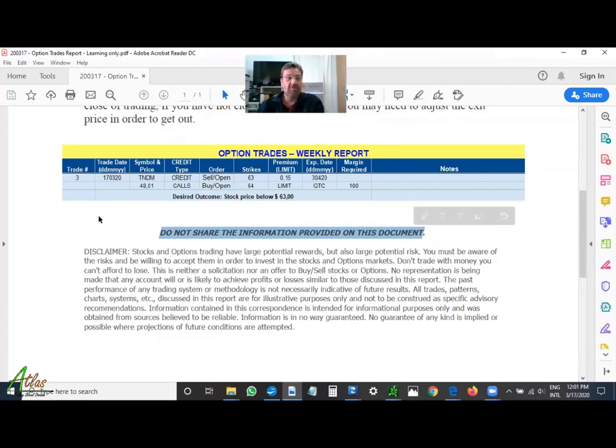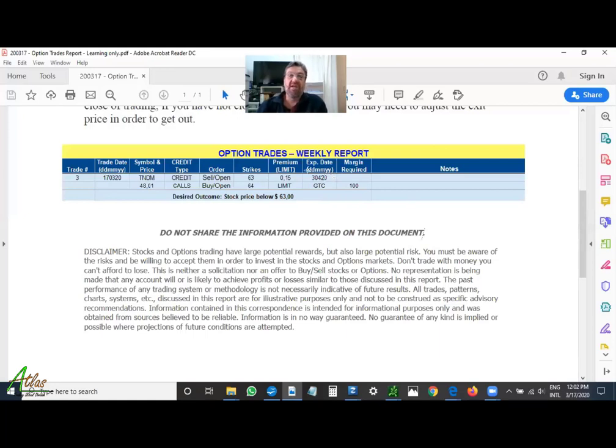However, we are going to trade options for Tandem, TNDM. The current price is 48.01, and this is today. Type of credit is going to be a call credit. The order is going to be sell to open, one leg, and then buy to open, the second leg. So the strikes are 63 and 64. The premium is 0.15. Okay, and this is going to be a limit order. GTC is going to expire on April the 3rd, 2020.